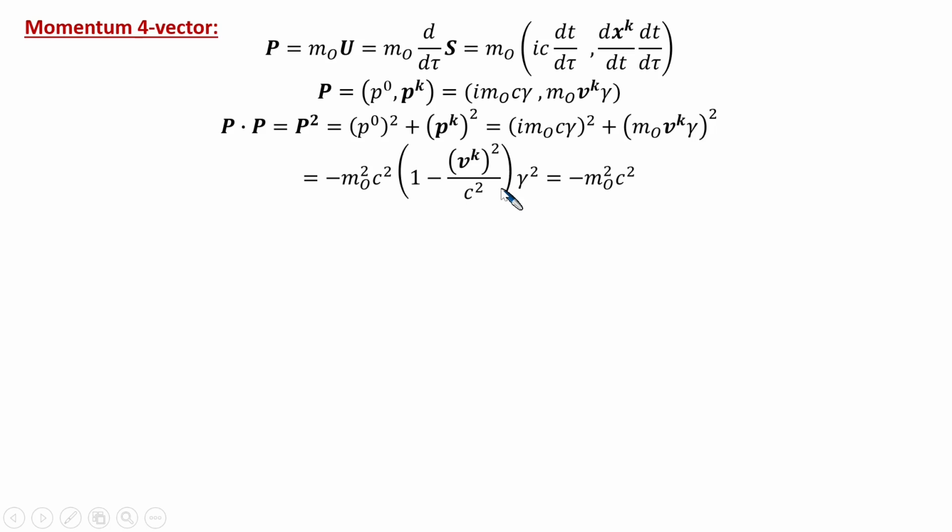So this is beta, so 1 minus beta square is nothing but the reciprocal of gamma square. So gamma square and gamma square will get cancelled. So I have this dot product of the momentum four-vector also giving rise to this constant number. So this is invariant; p prime dot p prime will also be invariant for the four-vector. So it is invariant under Lorentz transform.